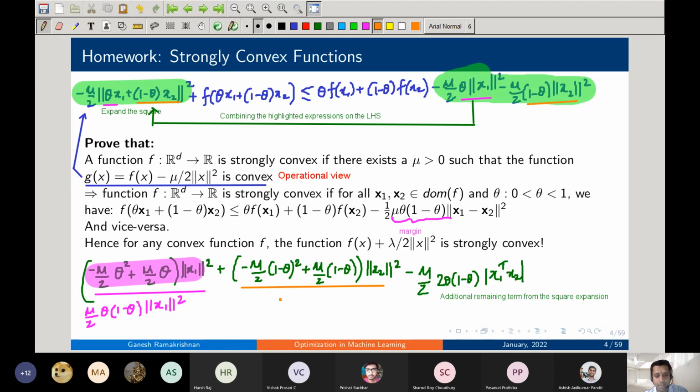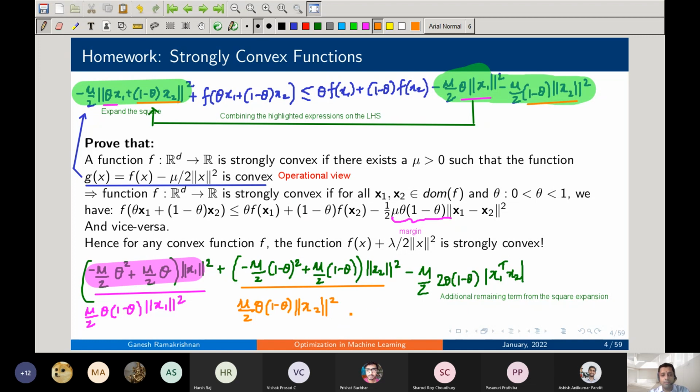So overall, yeah, I think this should amount to, just correct me if I got a sign wrong, but this should again be mu by 2 theta into 1 minus theta norm x2 square. Is this correct? Okay.